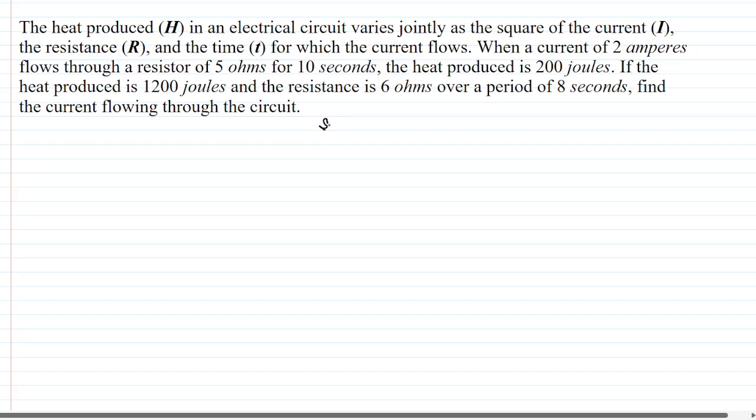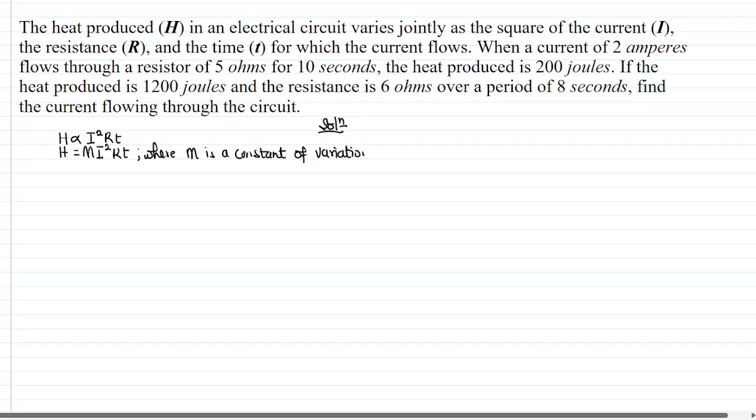So first we need to bring out the mathematical statements out of this. So what we know is the heat H varies jointly as the square of the current flowing through it, the resistance, and the time. So that is what we have. In order to change this into an equation, we need to introduce our constant. So I'm using M as my constant, so H equals M I squared R T, where M is a constant of variation.